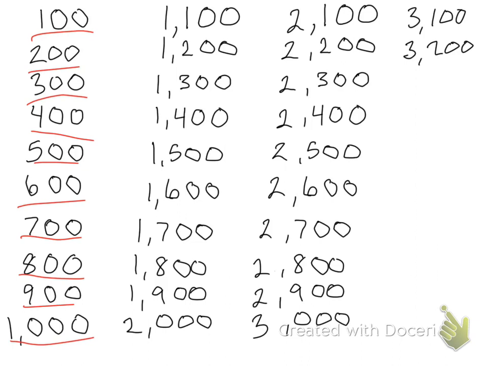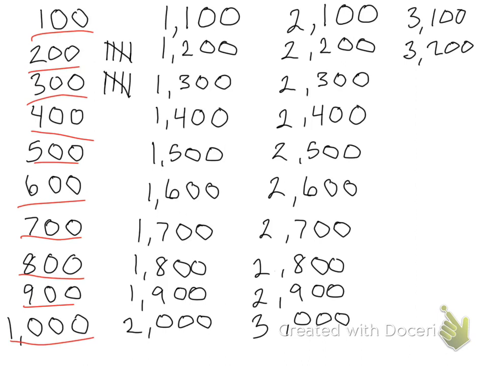How many hundreds did I need to get to 1000? So let's count them as we go, and I'm going to make a tally. So 100, 200, 300, 400, 500, 600, 700, 800, 900, 1000. So there are 10 numbers in between 100 and 1000.